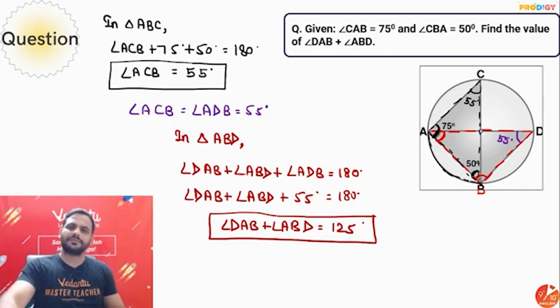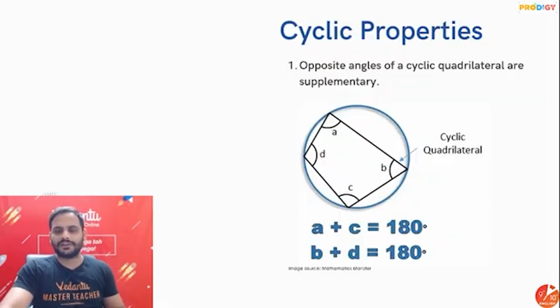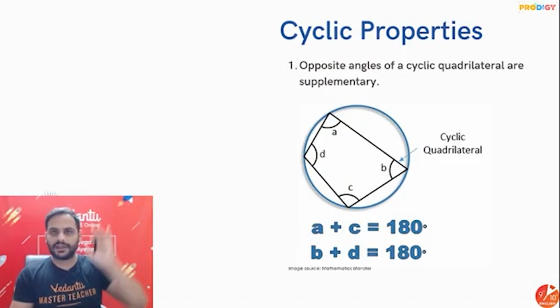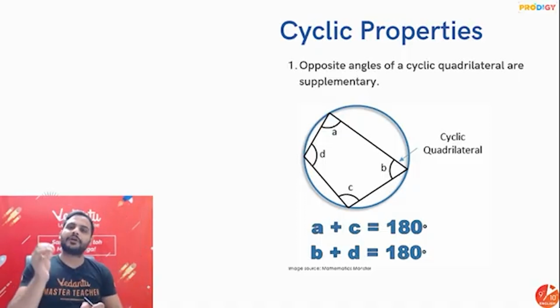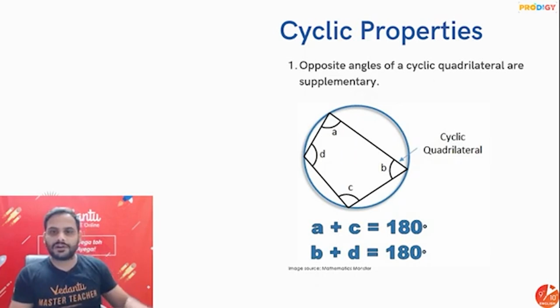Okay. All right. Let's go ahead. Now the next theorem which we have is cyclic properties. What is cyclic properties? The first part we have finished with the angle properties. Cyclic properties is about the cyclic quadrilateral. Now remember guys, a cyclic quadrilateral is that quadrilateral in which all the four vertices are on the circle. Then only it is called a cyclic quadrilateral. All four vertices must be on the circle.